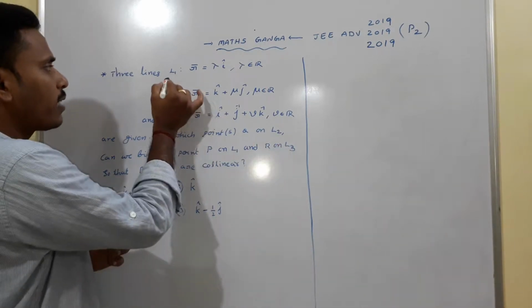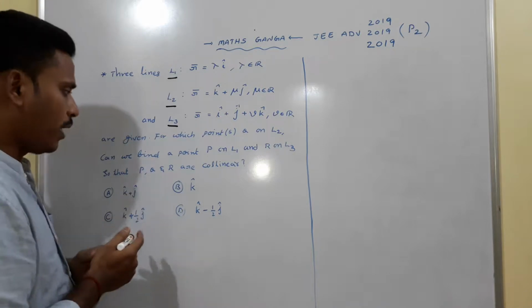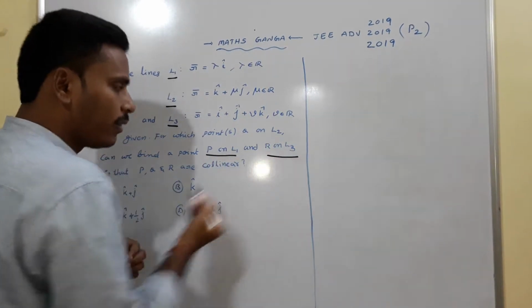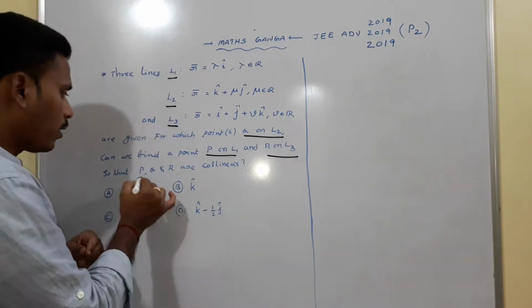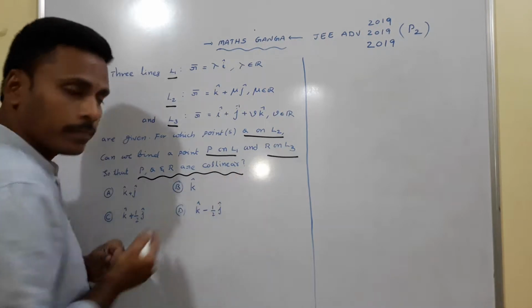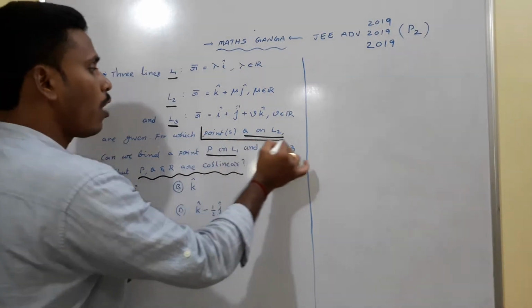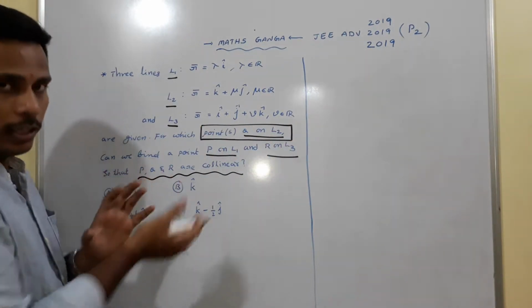The lines are named L1, L2, L3, and there are 3 points. P is a point on L1, R is a point on L3, whereas Q is a point on L2, such that these 3 points are collinear. Then we need to identify the points Q on L2.